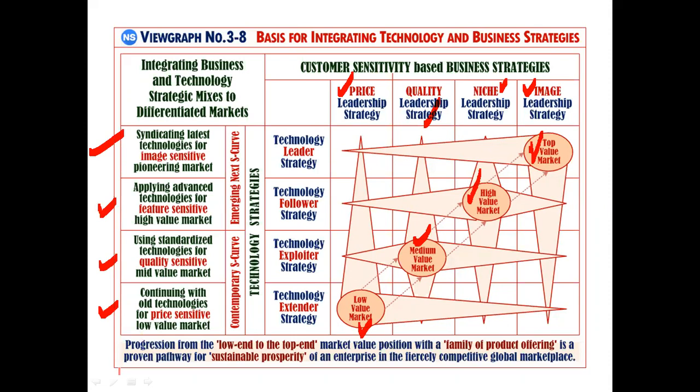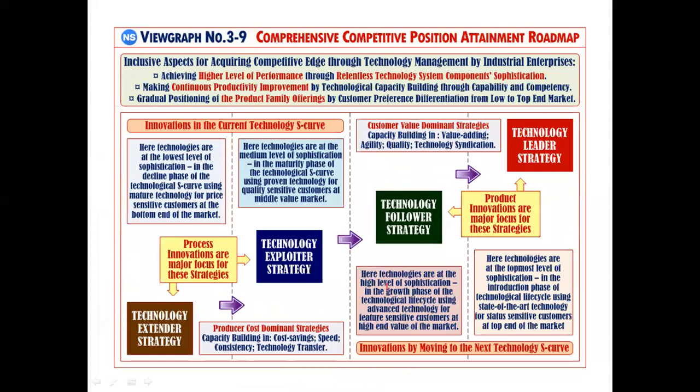So I make the final remark here. Progression from the low end to the top end market value position with a family of product offerings is a proven path for sustainable prosperity of an enterprise in the fiercely competitive global marketplace. And this is my last chart, combining everything together: sophistication, productivity gain, and market progression.